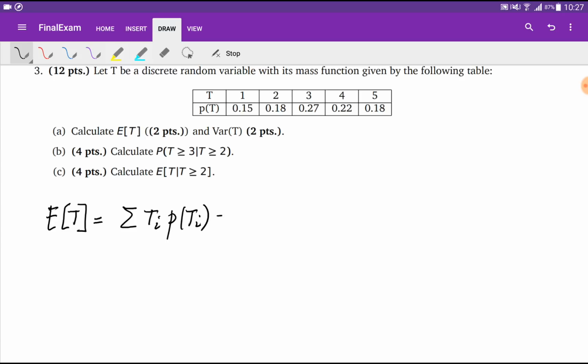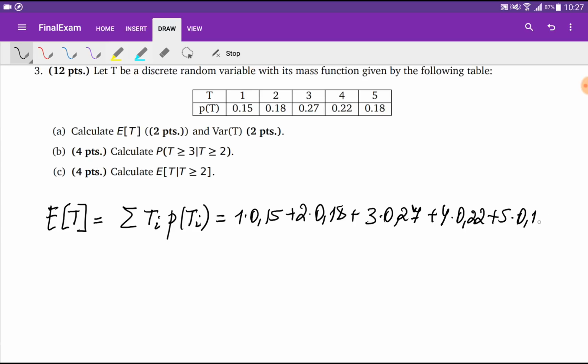So this is going to be equal to 1 multiplied by 0.15 plus 2 multiplied by 0.18 plus 3 multiplied by 0.28 plus 4 multiplied by 0.22 plus 5 multiplied by 0.18, and this is going to be equal to 3.1. So in order to evaluate the variance, we are going to use the formula.